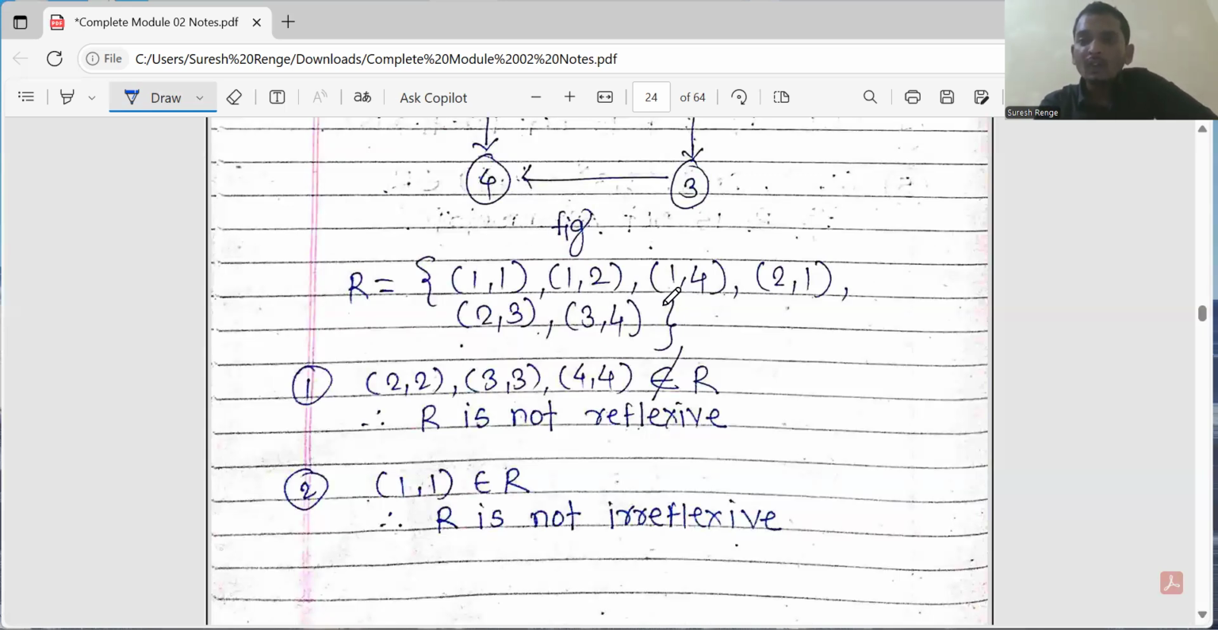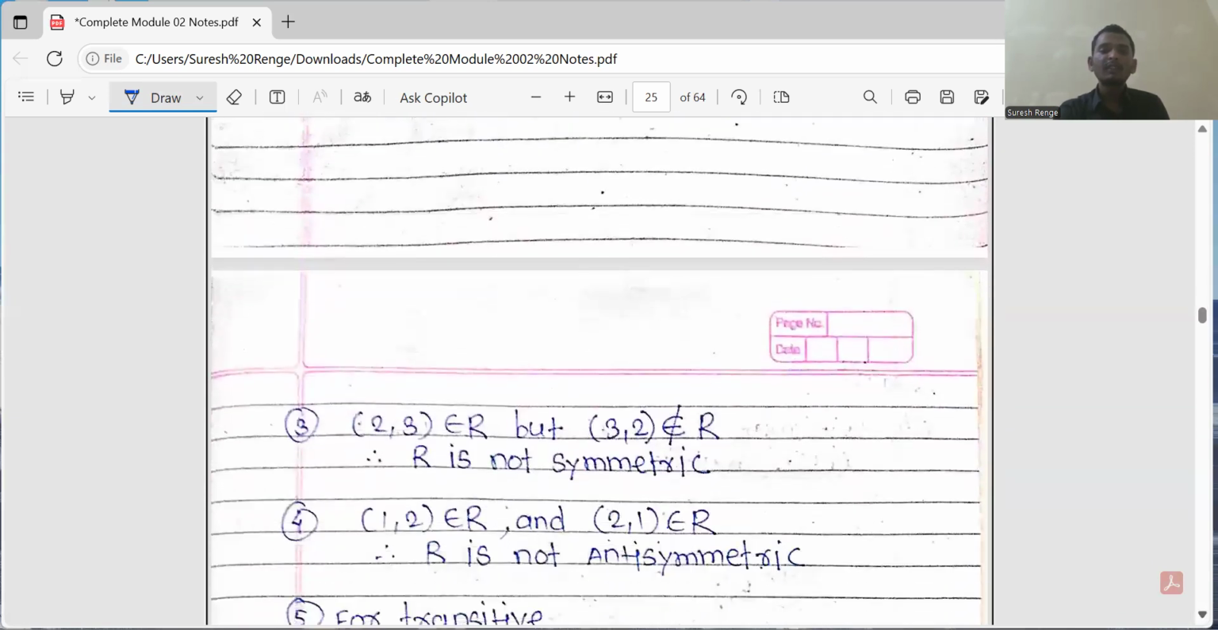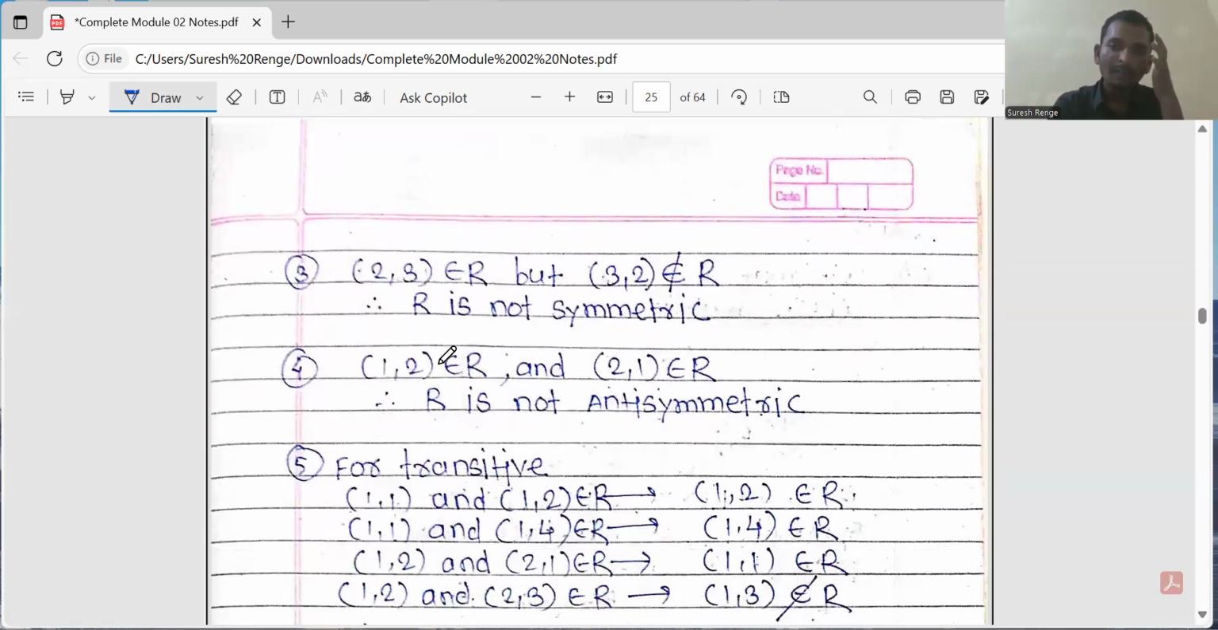Then what we conclude is that it is not anti-symmetric. What is the simple definition of anti-symmetric? Elements other than the diagonal, other than self-related elements, do not satisfy the symmetric property. Here we found one element satisfying the symmetric property: 1 comma 2 is in R and 2 comma 1 also belongs to R. Therefore, R is not an anti-symmetric relation.